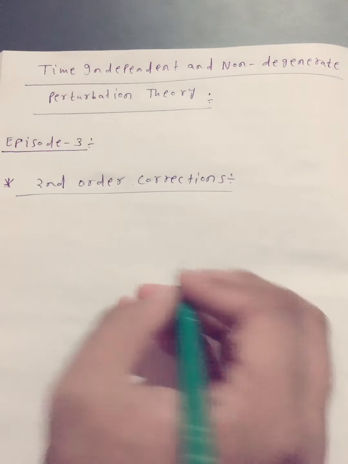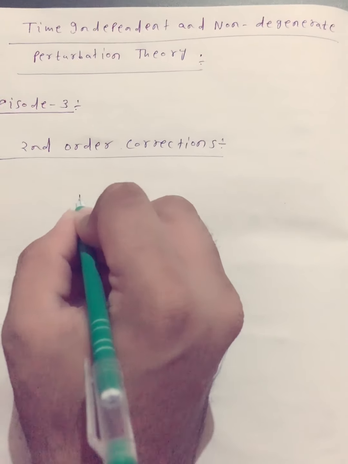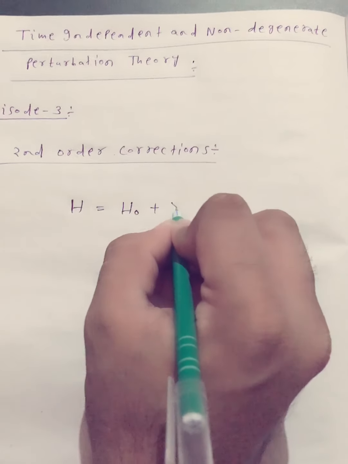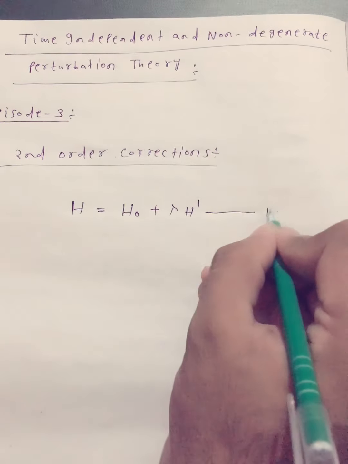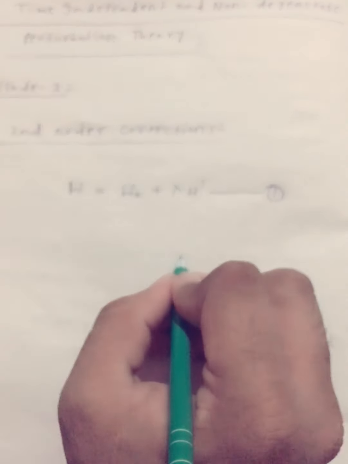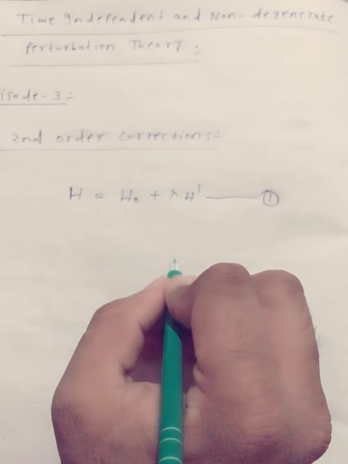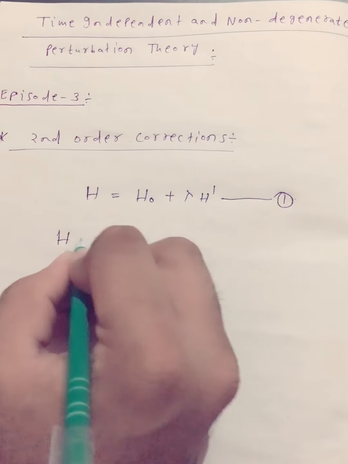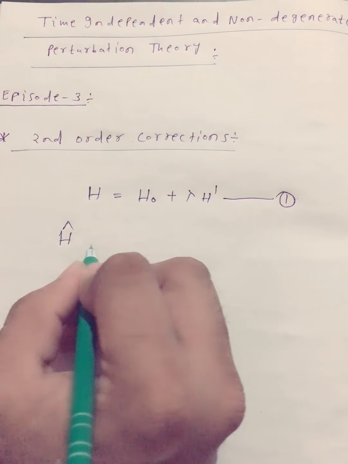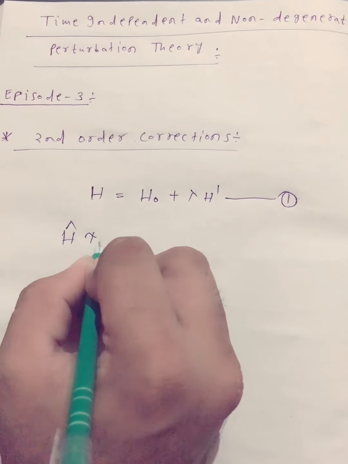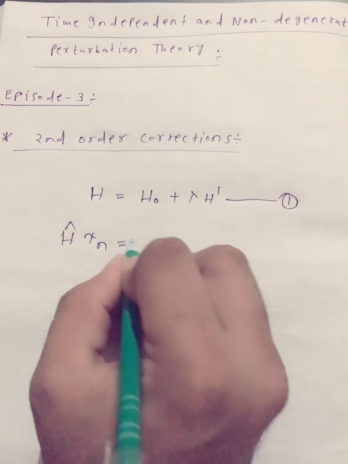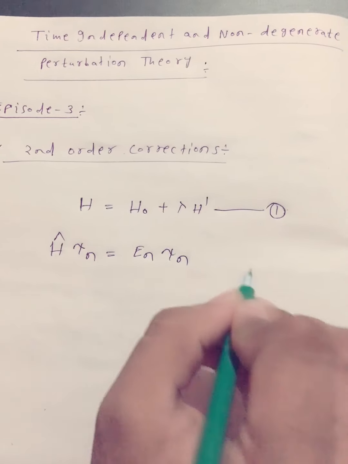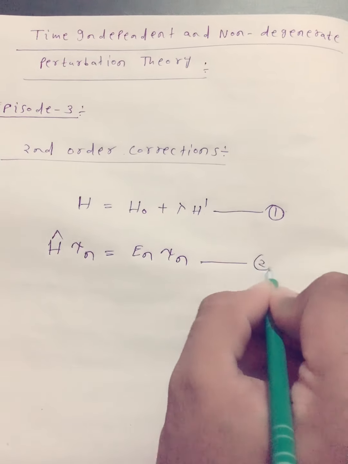We already discussed the Hamiltonian. Hamiltonian H is equal to H naught plus lambda H prime. This is equation number 1. Then we will solve the Schrodinger equation. The Schrodinger equation is the Hamiltonian operator H operating on the eigenfunction psi n, giving the energy eigenvalue En multiplied by the same function psi n. This is equation number 2.